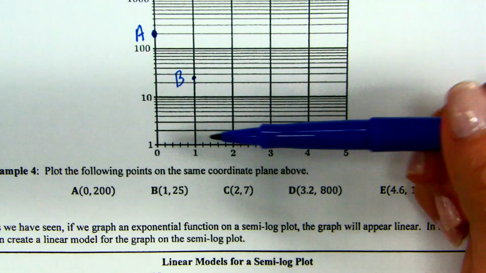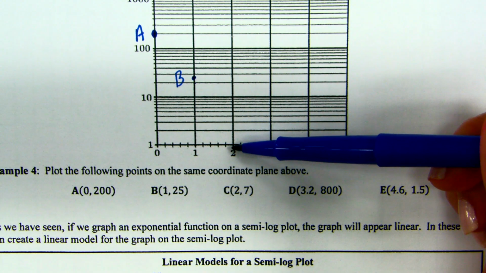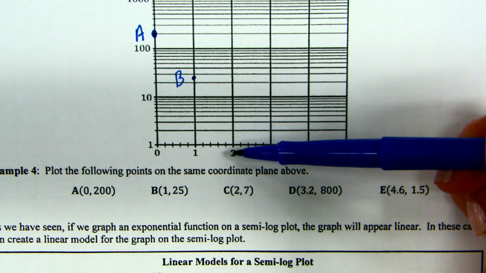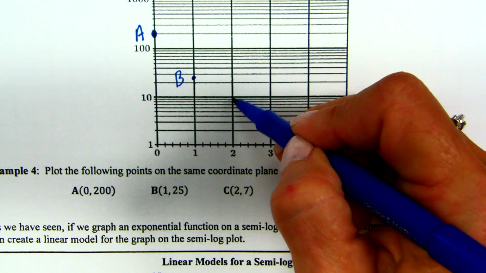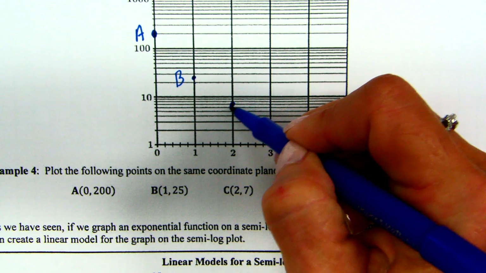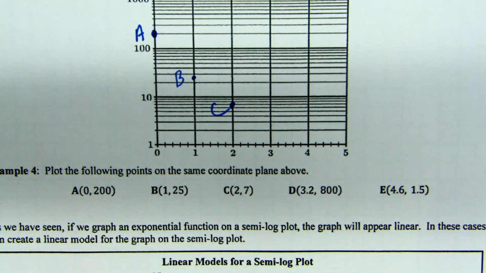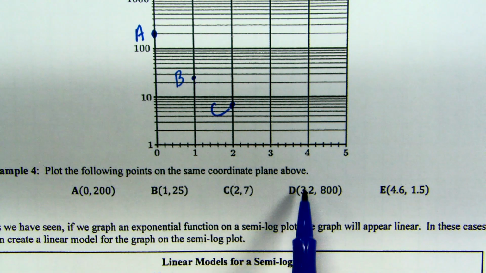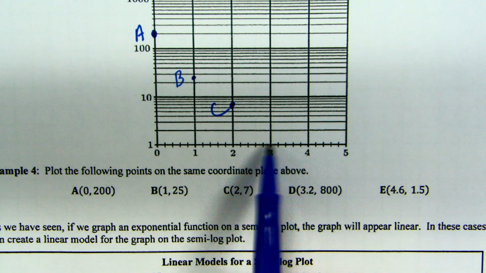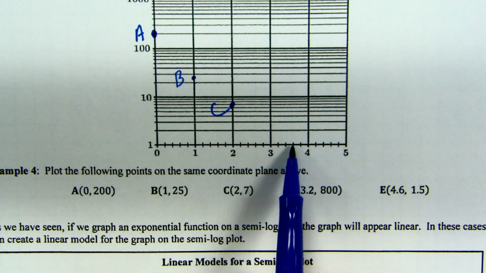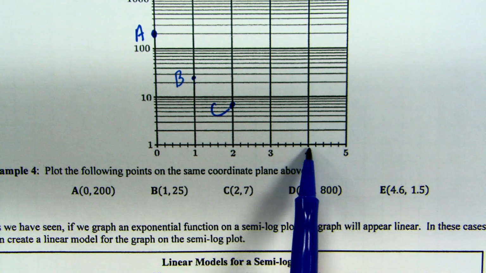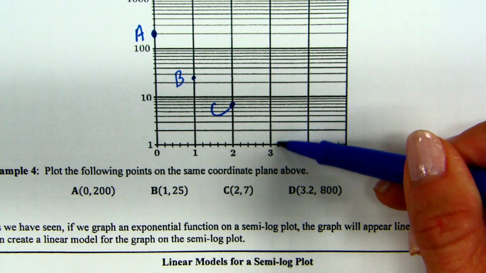2, 7. So 2 and then 7 is less than 10. So we're just going up to, there's 10, so it's sometimes easier to go backward. 10, 9, 8, 7. Somewhere around there. 3.2 and 800. Okay, so 3.2 is between these two. Let's look at how our x-axis is broken up. This would be 3.2, 0.4, 0.6, 0.8, and then 4. So 3.2 is right here.